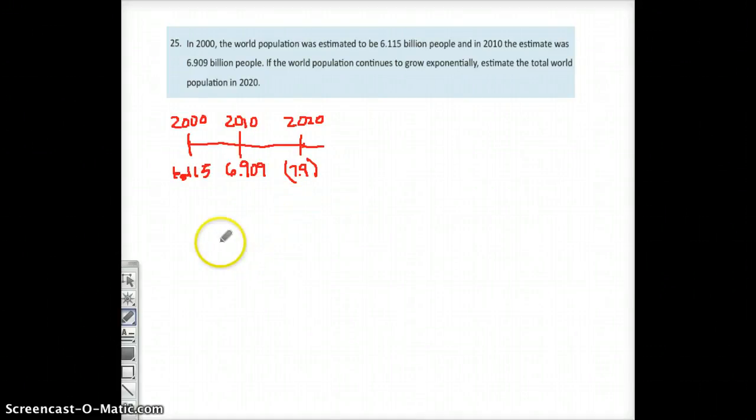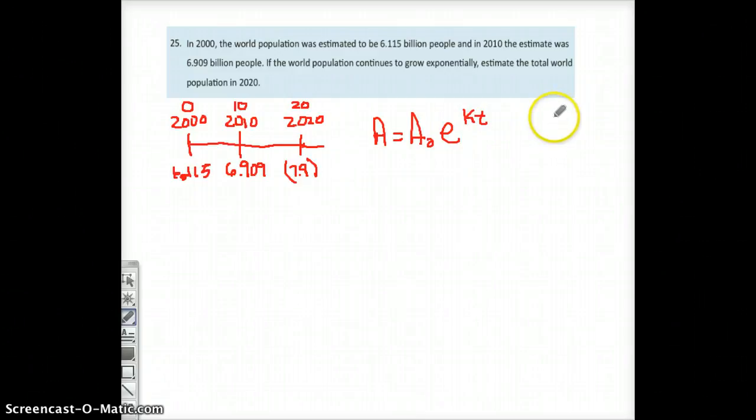So what we're going to do is say this is time 0 when we started, this is 10 years, and then this is 20 years from where we started. All right, also we're going to recognize that we're going to use this formula. A is equal to the initial amount, e to the kt. Okay, so that's a very important formula in exponential growth problems. Now remember, if it's growing, k is a positive number. And please round to 4 decimal places. That would be wise. Now, what we're going to do is find the model, and then we're going to use the model to answer the question.